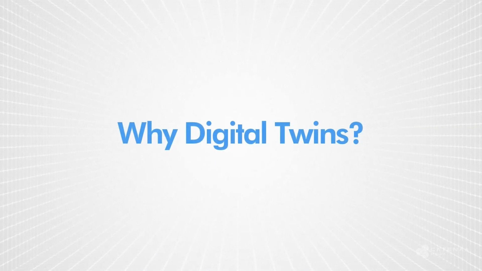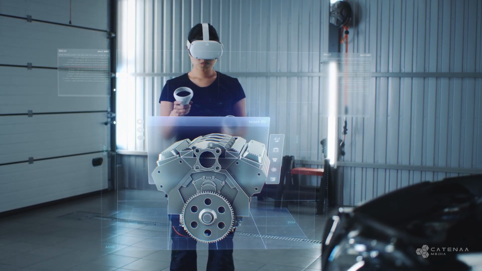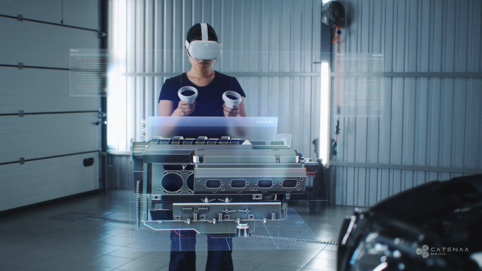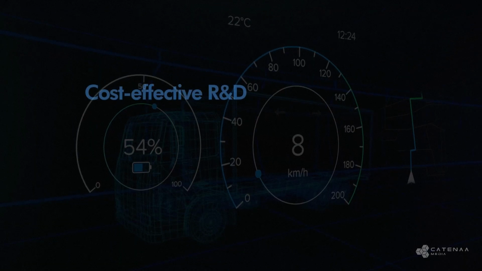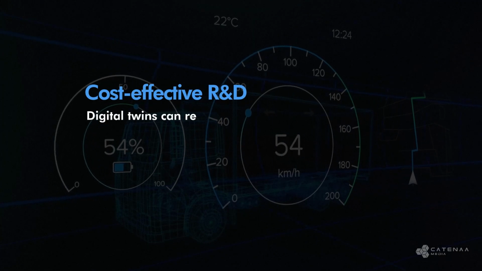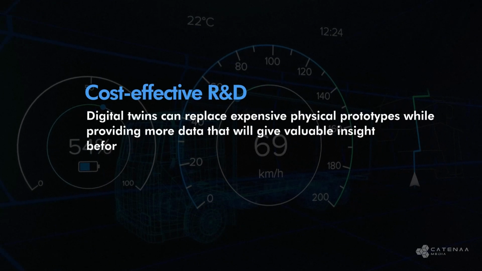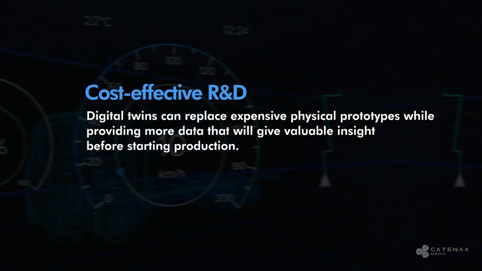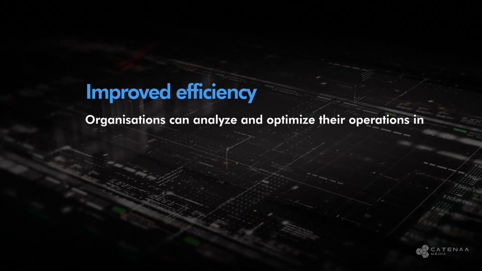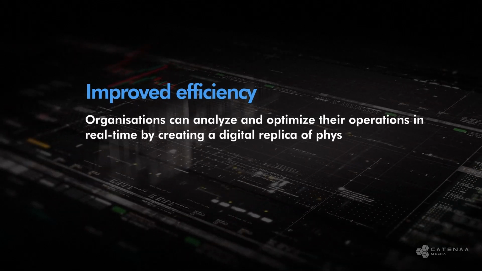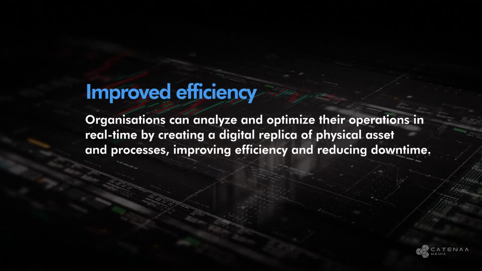Why digital twins? Digital twins offer a real-time look at what is happening with physical assets. Implementing a digital twin strategy can bring several benefits to an organization, including cost-effective R&D. Digital twins can replace expensive physical prototypes while providing more data that will give valuable insights before starting production. Improved efficiency. Organizations can analyze and optimize their operations in real time by creating a digital replica of physical assets and processes, improving efficiency and reducing downtime.